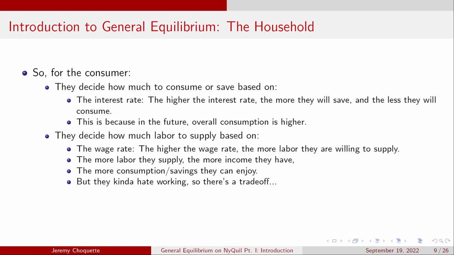But, you know, work sucks, right? Nobody really likes working. So there's a trade-off here. There's a trade-off between consumption, which is funded by labor income. If you work, you get to consume more. Or there's leisure. If you don't work, you get to sit on your ass. But if you sit on your ass, you're going to be broke, right?